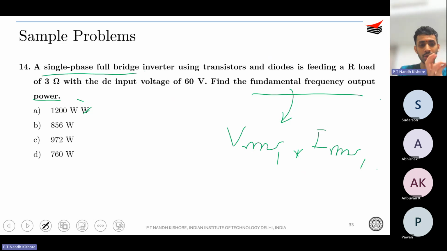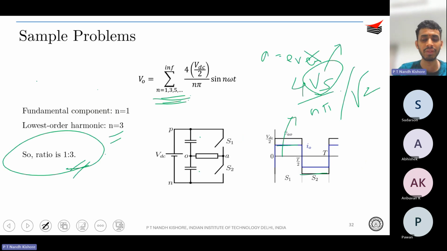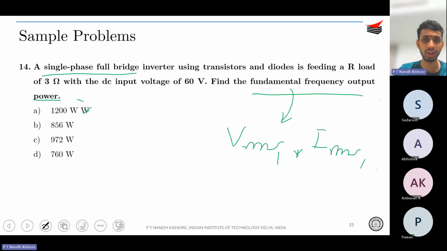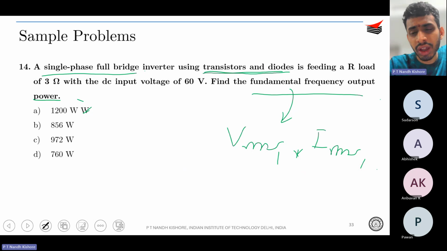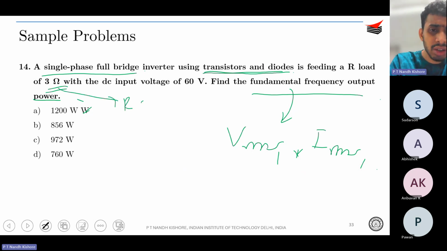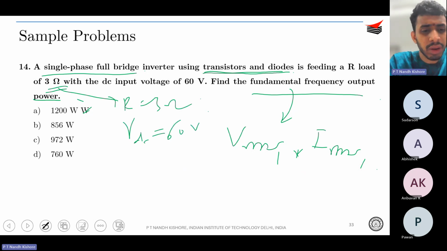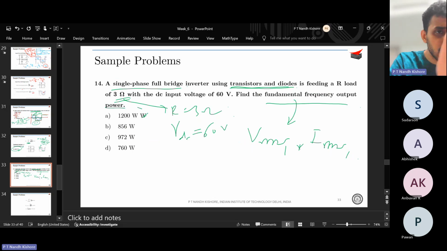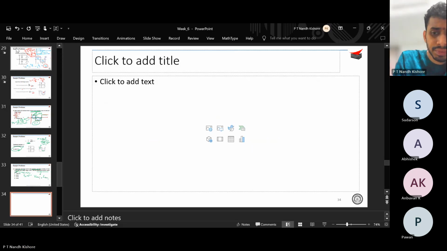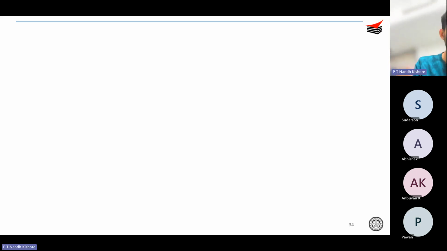Simple, right? We just saw the associated problem previously. You have a square wave. How do you find out the fundamental? A single phase full bridge inverter using transistors and diodes is feeding an R load with 3 ohms R. So R is given as 3 ohms. VDC is 60 volts. Find the fundamental frequency output power. Okay, so how do you find this out?